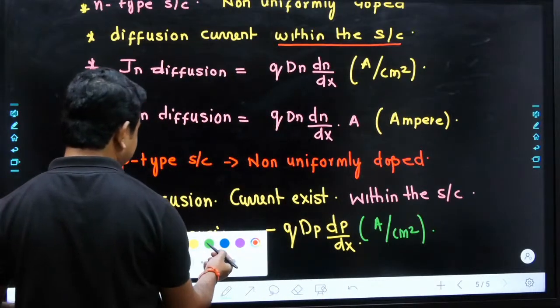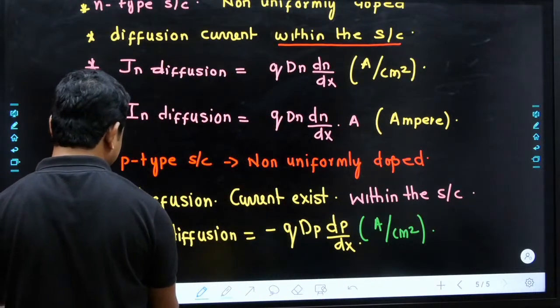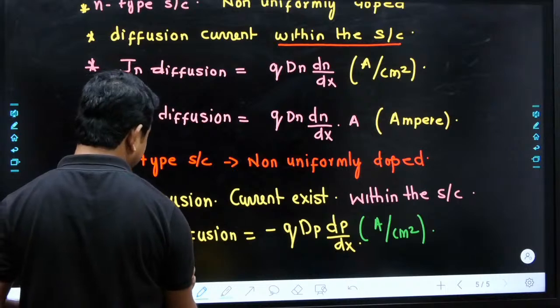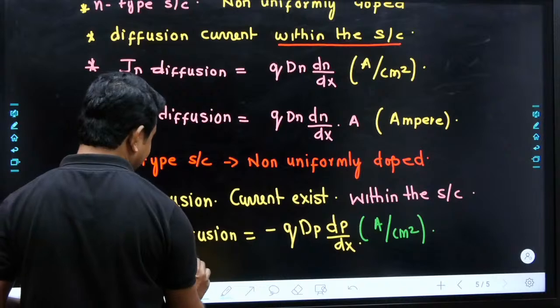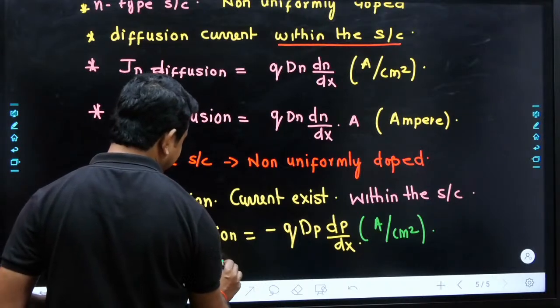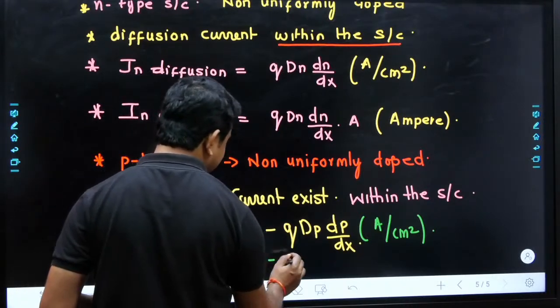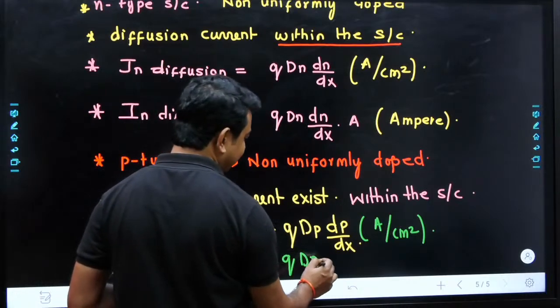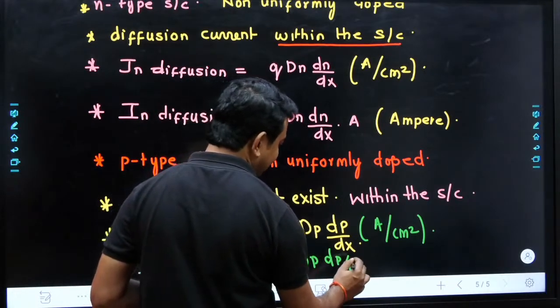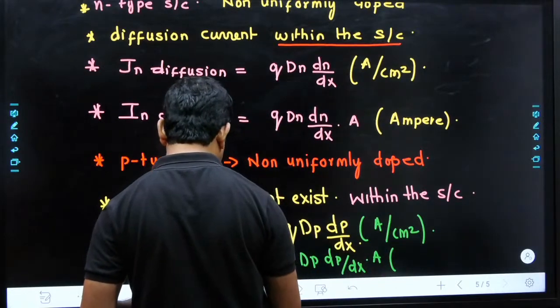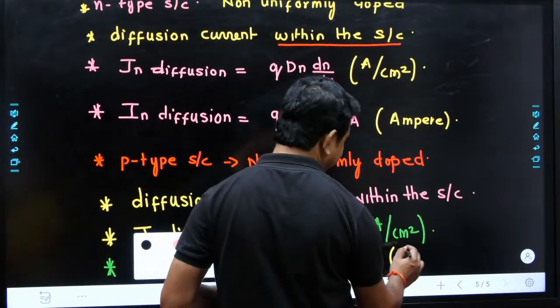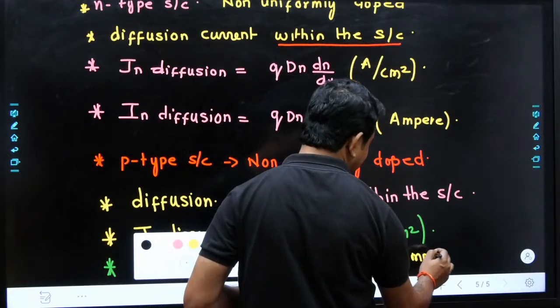In addition to this, we are taking another one, that is Ip, the current, instead of current density. So, what is Ip diffusion? This is minus q Dp dp by dx multiplied by A, and the unit is ampere. So, here we have to take care of the unit, and the unit is ampere.